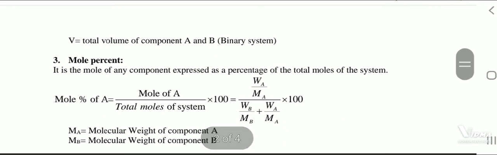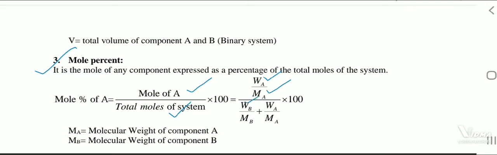Then the next is mole percentage. Mole percentage of A equals moles of A divided by total moles of the system, that is moles of A plus moles of B, times 100. The moles of B is calculated as weight of B divided by its molecular weight, and the moles of A is weight of A divided by molecular weight of A.